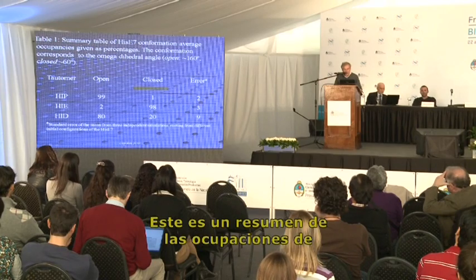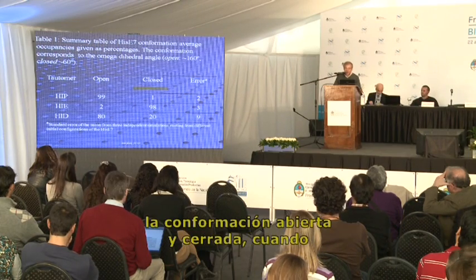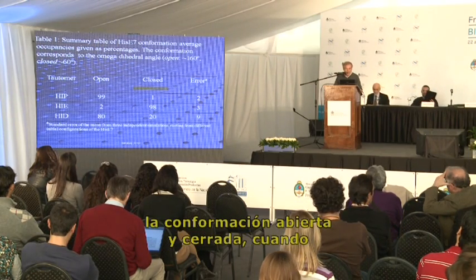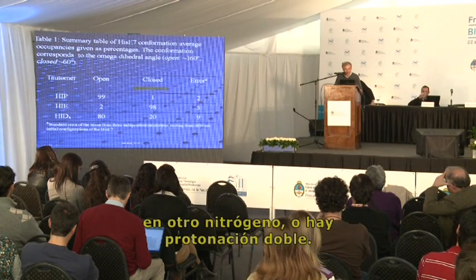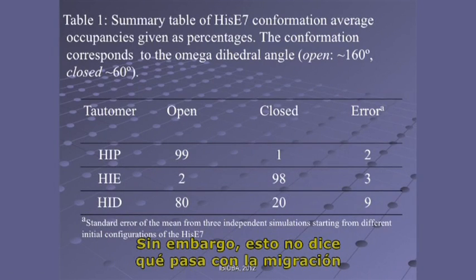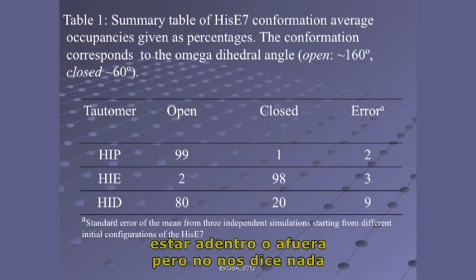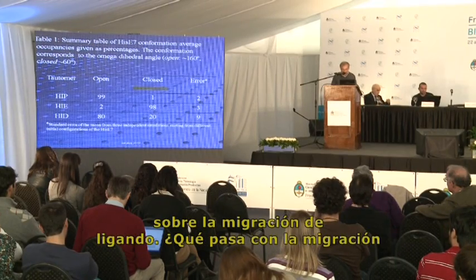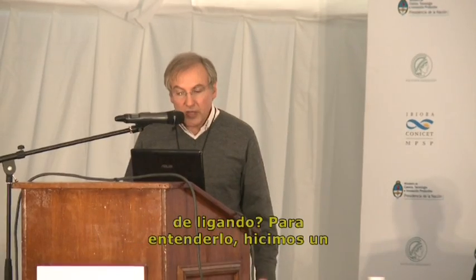Here you have a summary of the occupancies of the open and the closed conformation when the histidine is singly protonated in one nitrogen, in the other nitrogen, and doubly protonated. But this is not saying what happens with ligand migration. We see that the histidine can really be outside or inside, but it's not saying anything about ligand migration. What happens with ligand migration?